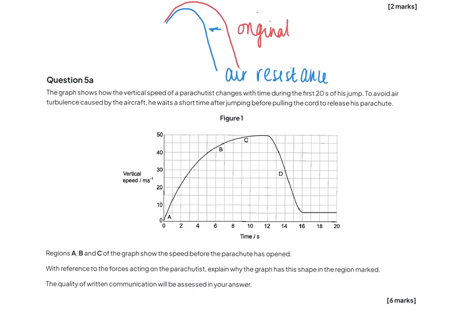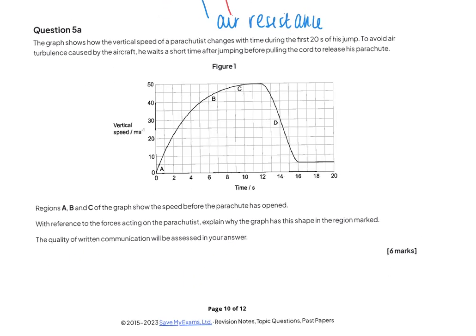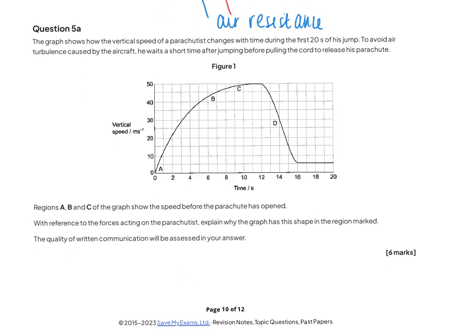And we're on to our final question, question 5. The graph shows how vertical speed of a parachutist changes during the first 20 seconds of his jump. To avoid the air turbulence, he waits a short time before pulling the cord to release his parachute. Regions A, B and C show the speed before the parachute's opened. With reference to the forces, explain why the graph has this shape in the region marked.